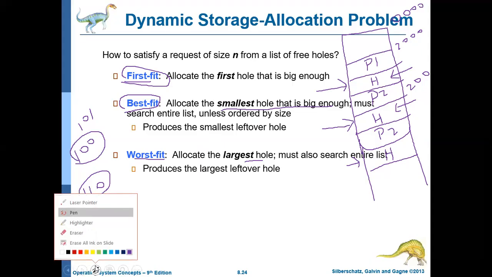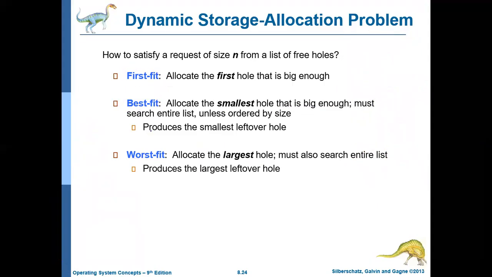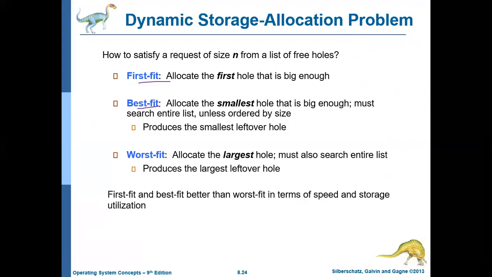So these are the three ways in which holes can be allocated when you are using variable size partitions. Research says that first fit and best fit give better performance than worst fit. The simulations and research say that first fit and best fit are better than worst fit in terms of decreasing time and storage utilization.